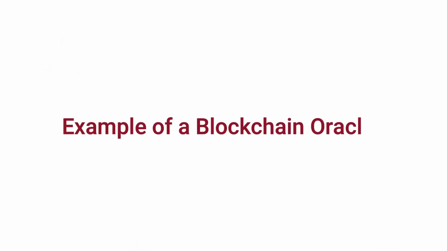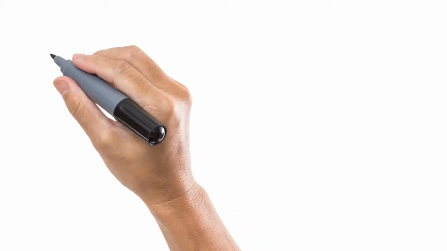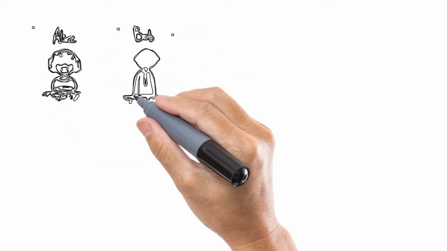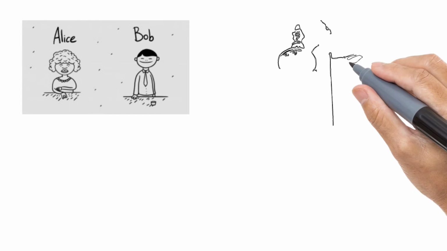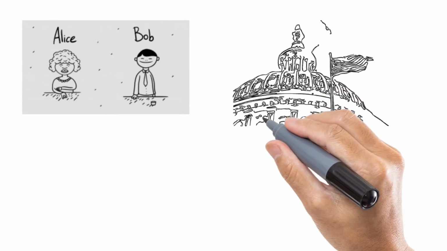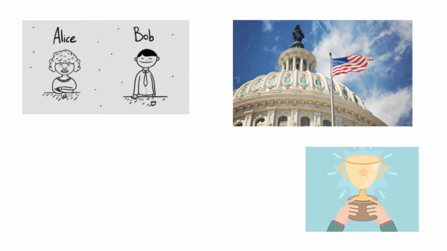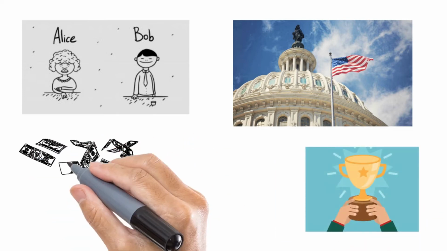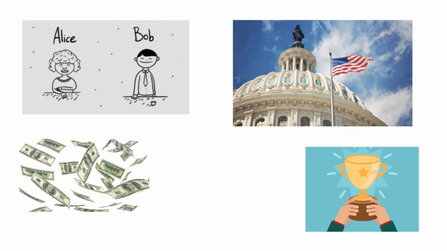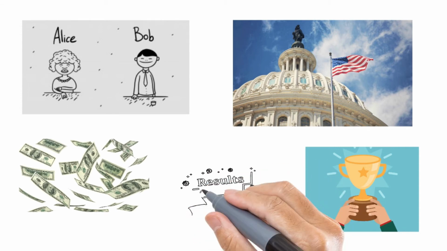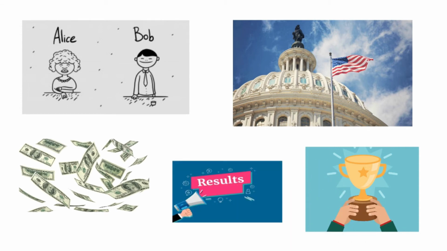Example of a blockchain oracle. Let's suppose Alice and Bob are betting on who will win the US presidential election. Bob feels that the Democrat will win, whereas Alice believes that the Republican candidate will win. They agree on the bet's conditions and put their money into a smart contract, which will release all of the money to the winner based on the election results.